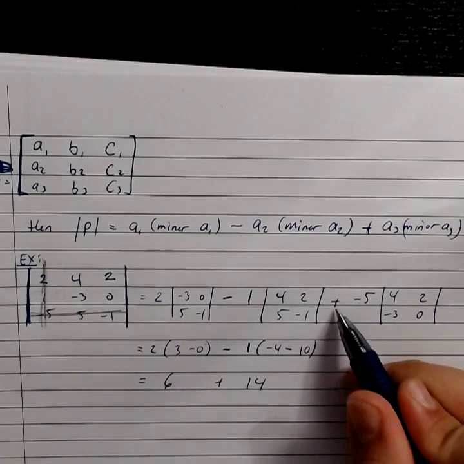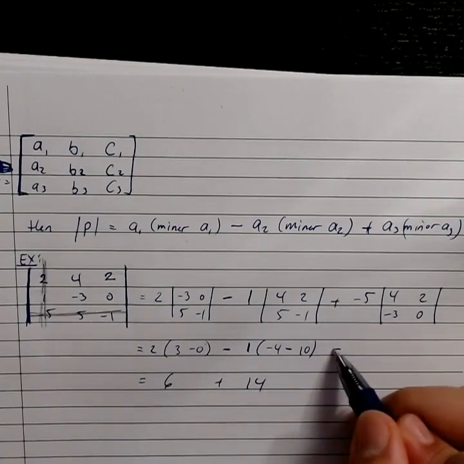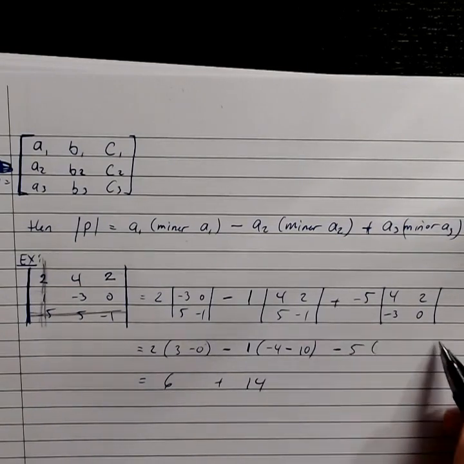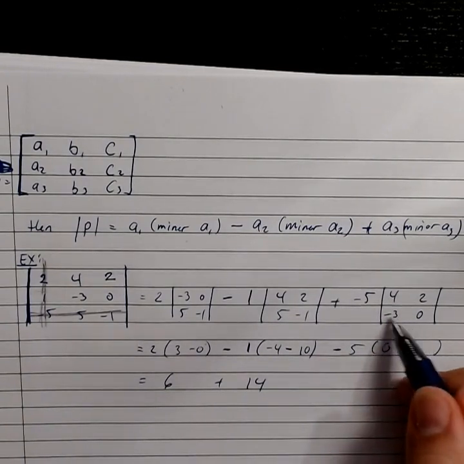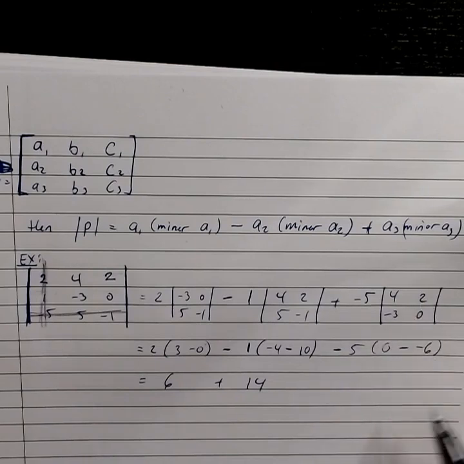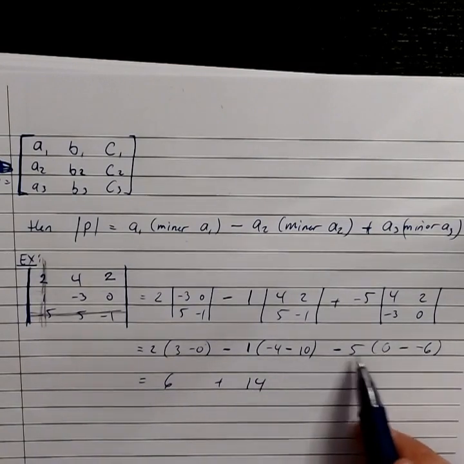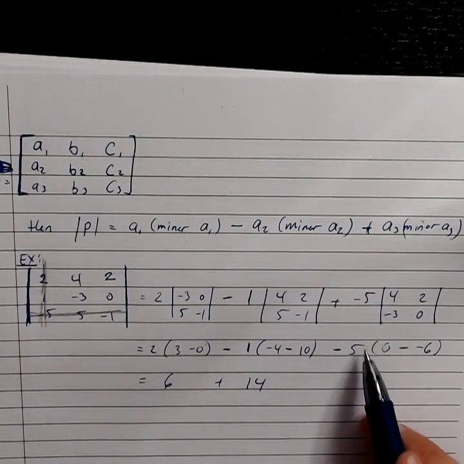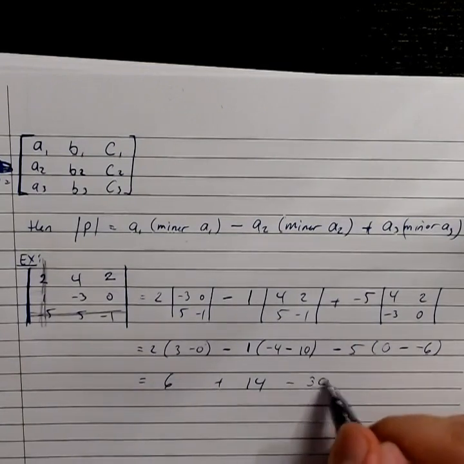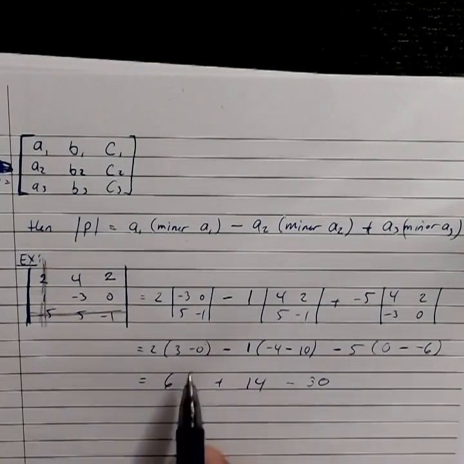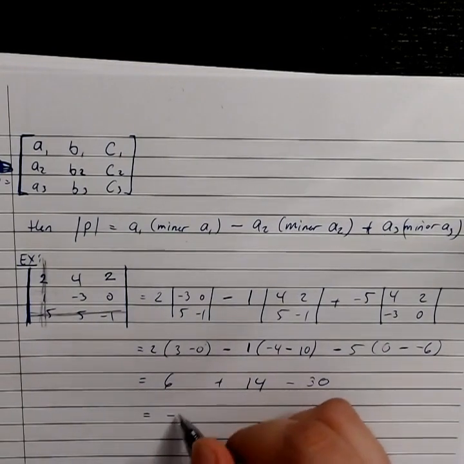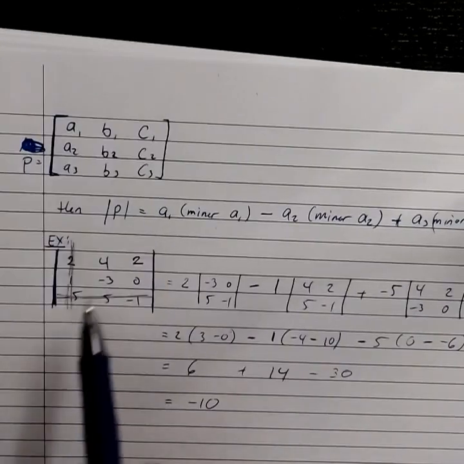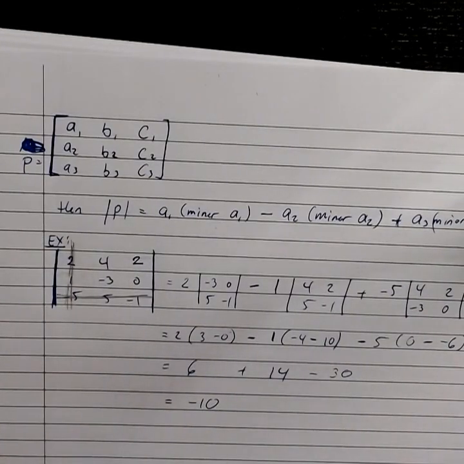And then I have, let's see, a positive of a negative. That's going to be minus 5. And now here, that's going to be 4 times 0, which is 0, minus negative 3 times 2 is negative 6. Here, negative of a negative, that's a positive. So that's a positive 6, and that's a negative 5. So that's a negative 30. And now 6 plus 14, that's 20. 20 minus 30 is negative 10. And so negative 10 is the determinant of this matrix here. All right.